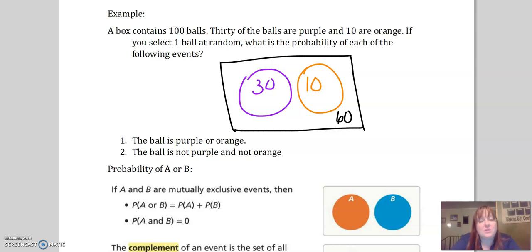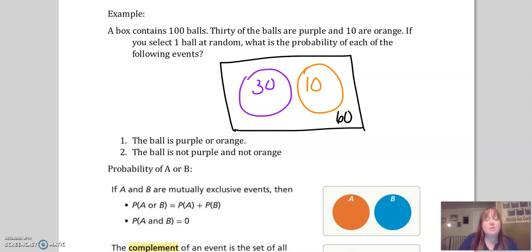We don't know what that color is, and it doesn't matter because if we knew more information, we would have lots more circles. We might have a blue and a red and a yellow in here, but we don't know the other colors of all the other balls. So we can just put 60 on the outside because that is all we need.